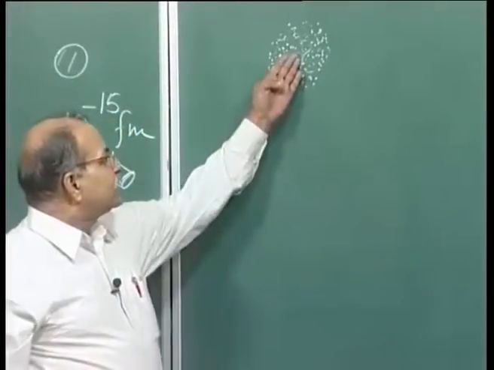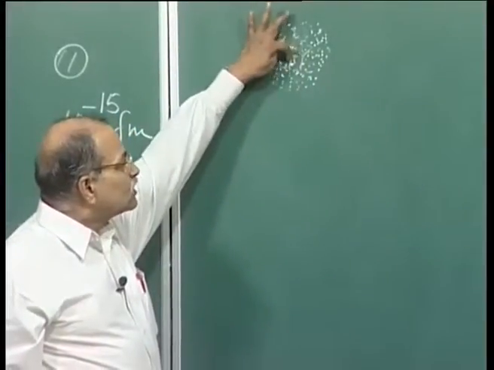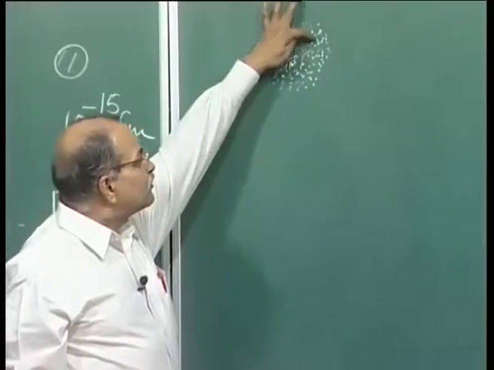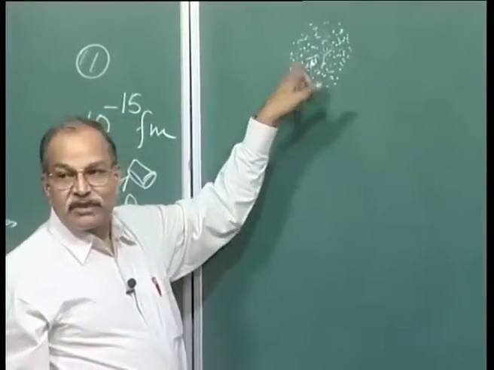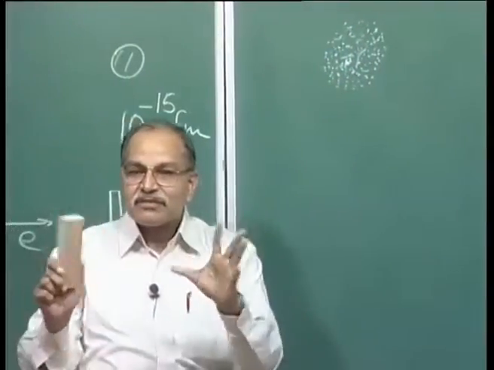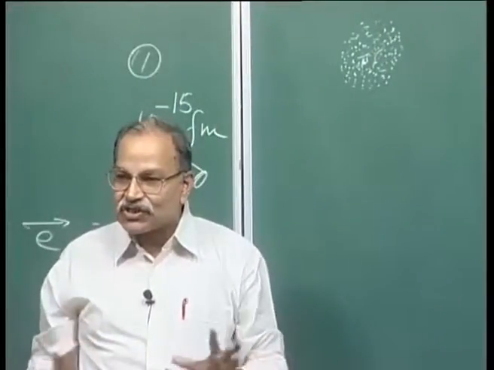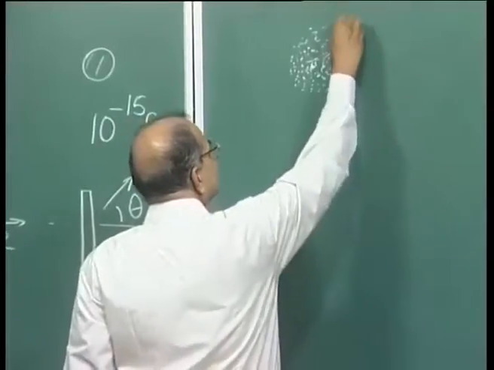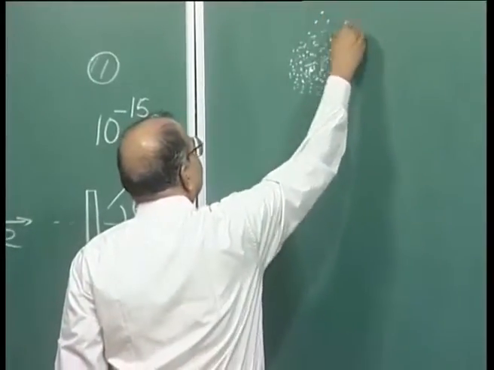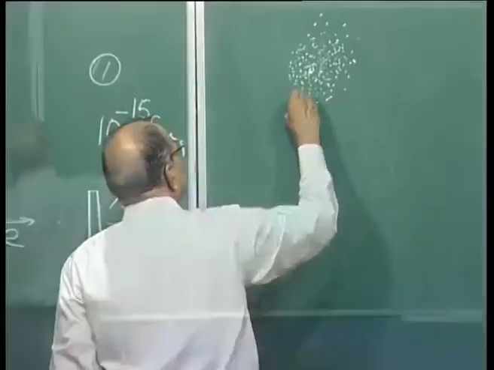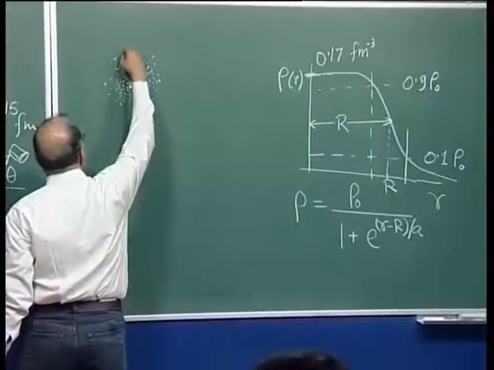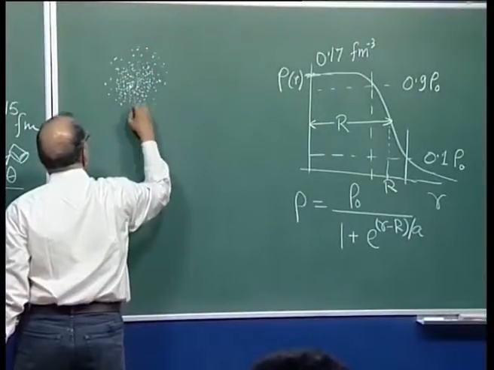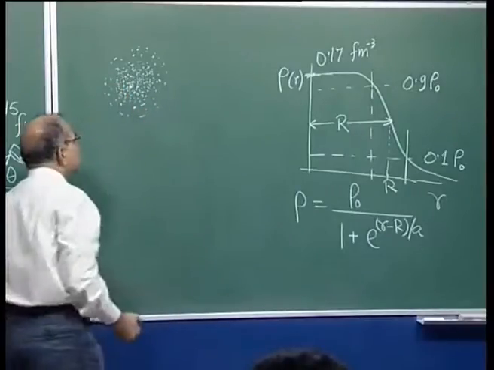So, whatever is here, the number of nucleons per unit volume, the same is the number of nucleons here. So, it is almost equally dense up to a certain distance, and after that the density starts decreasing, and then it goes to almost 0. So, this is the kind of nucleus.